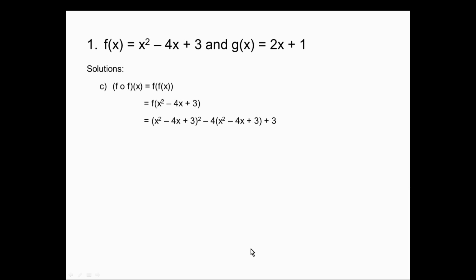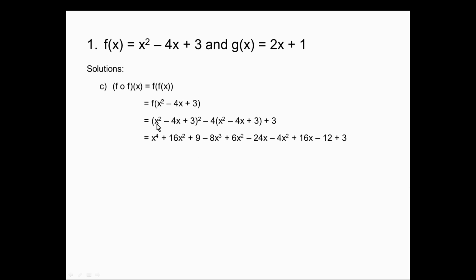Okay, to square the trinomial, it's kind of like squaring the binomial: you square each term, and then you do twice the product of each pair of terms. So if I square each term, I get x to the fourth plus 16x squared, right? Minus times minus is plus. And then square the 3, I get 9. Okay, now I want twice the product of each pair of terms. The first pair of terms I'm going to multiply is x squared times minus 4x. That gives me minus 8x cubed.